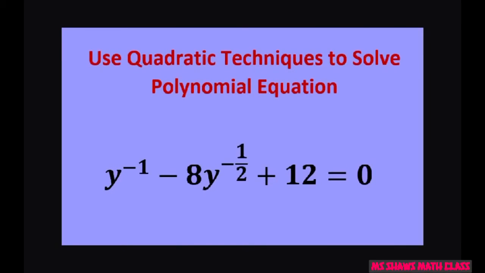Hi everyone, we're going to use quadratic techniques to solve y to the negative 1 minus 8y to the negative 1/2 power plus 12 equals 0. So we're going to write this in a quadratic form like this to help us out. Basically what that means is I want a square here. This will be to the first power plus 12 equals 0.